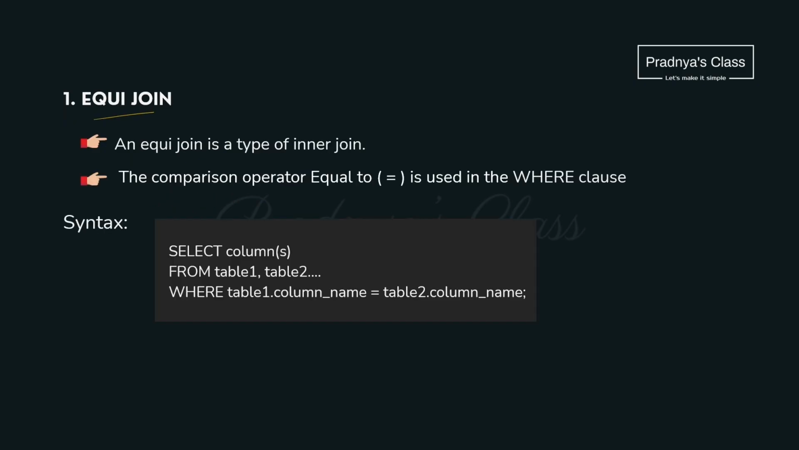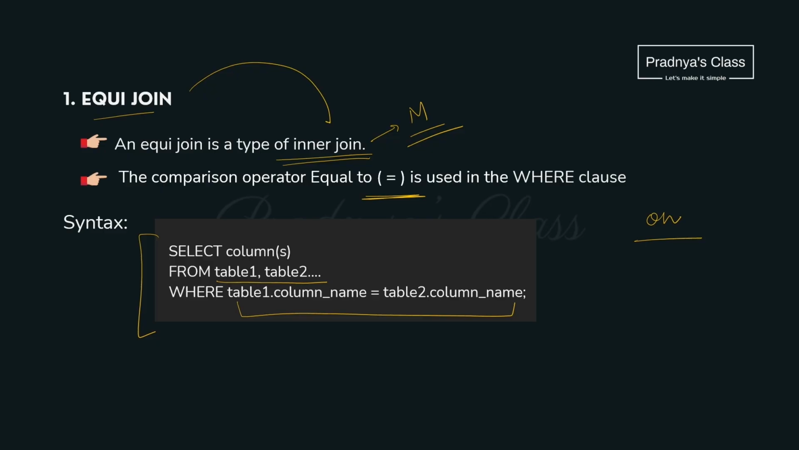Let's try to understand what's the equijoin. Equijoin is a type of inner join. What is inner join? It gives only matching records. Then what's the difference between both of them? Here we are using a comparison operator. There we use the on clause. So look at the query: select columns from table 1 comma table 2, where table 1 column name equals table 2 column name. Based on the common column, we are extracting the records from both the tables.